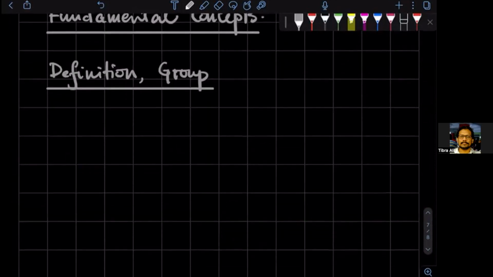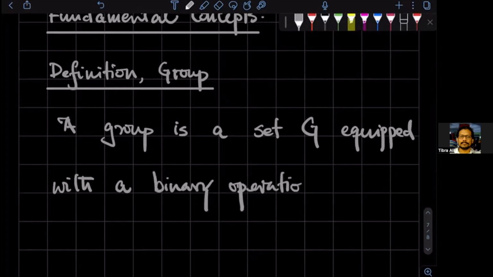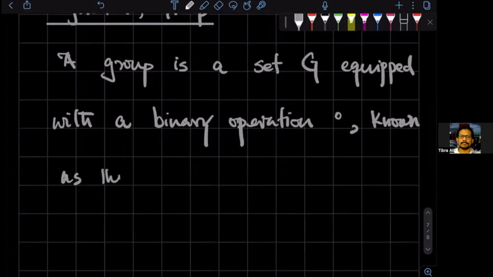So what is a group? So a group is a set, say G, equipped with a binary operation. We'll just call it circle. Now this binary operation is usually known as the group composition law or the group multiplication. I'm just going to call it the group multiplication, or in short, multiplication.